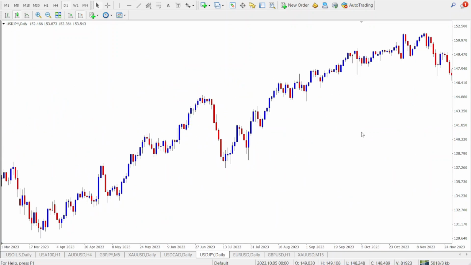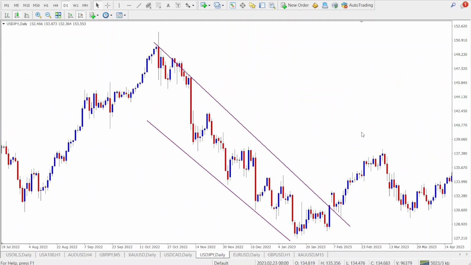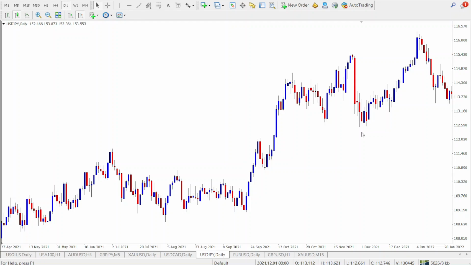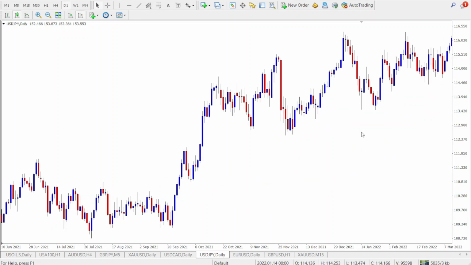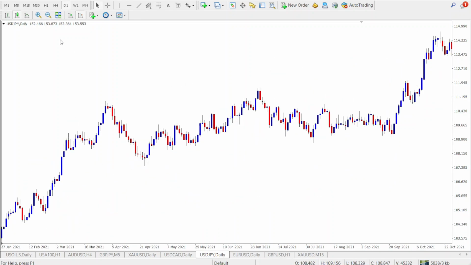Then in a consolidation phase, a ranging market, you can either call it consolidation or ranging. Either way, they mean the same thing. A ranging market is where price moves sideways. That's what we call a ranging market, or a sideways market, or a consolidation market. By understanding market structure, you'll be able to predict price movements with greater confidence and avoid unnecessary losses.